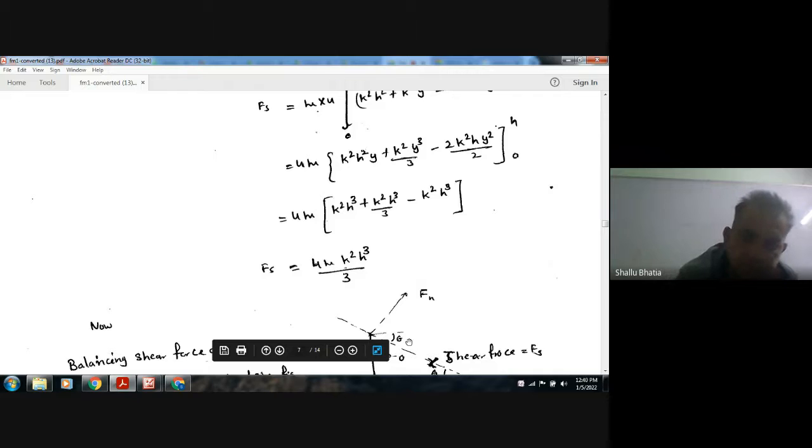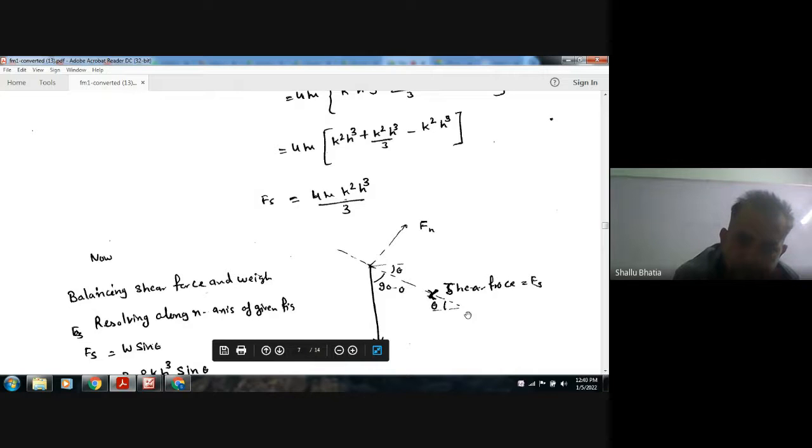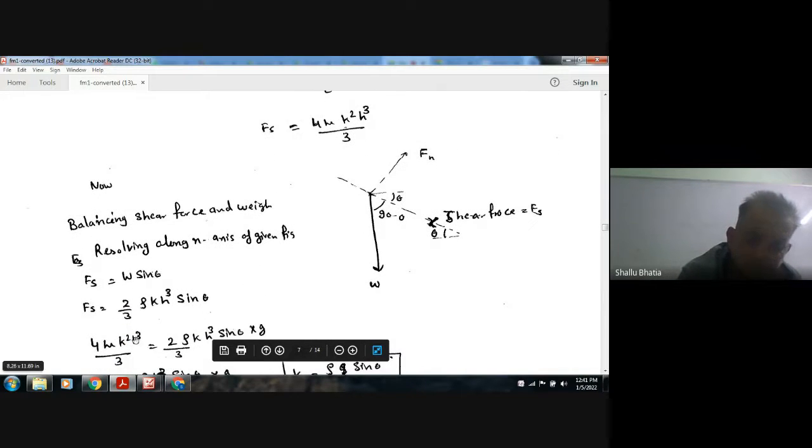As the fluid is flowing in this direction, the shear stress will act in the opposite direction, and there may be some normal component also, but we are concentrating on this one. Weight is acting in this direction. Now resolving along the plane, we get shear force Fs equal to W sin theta.